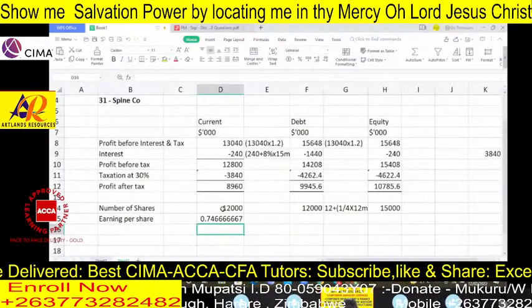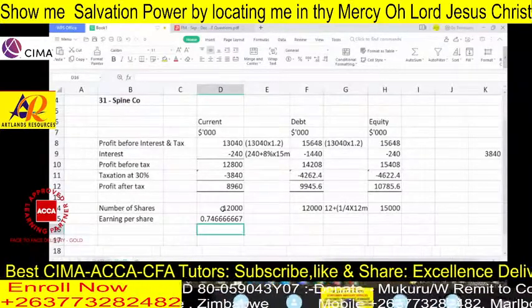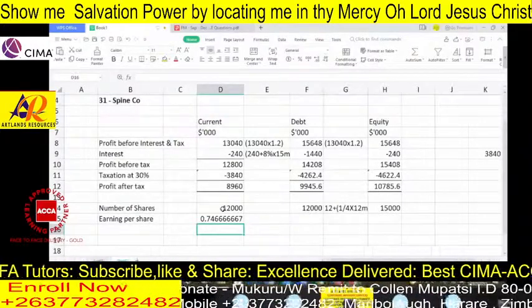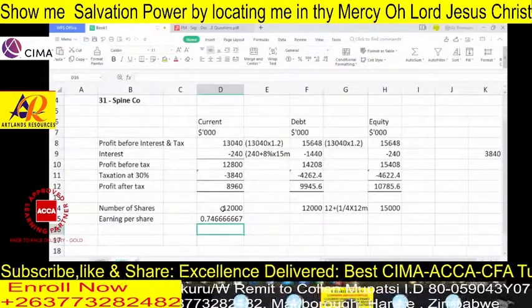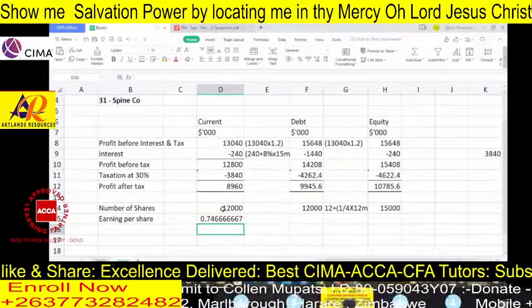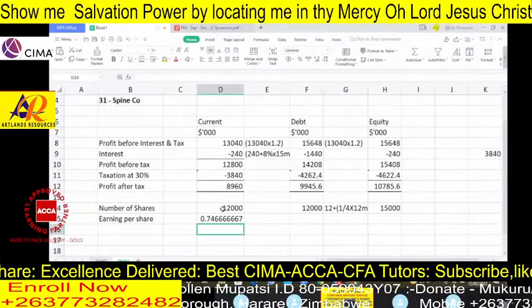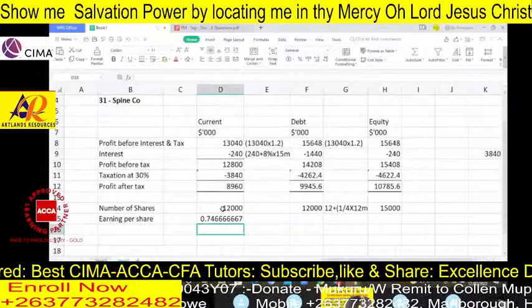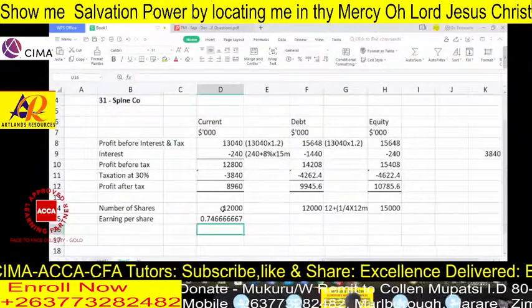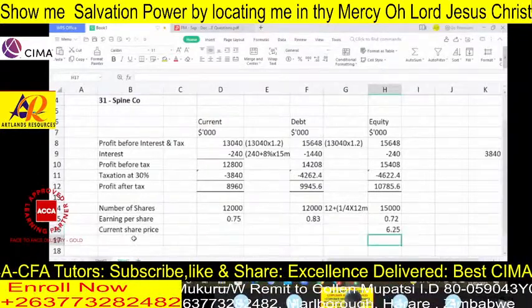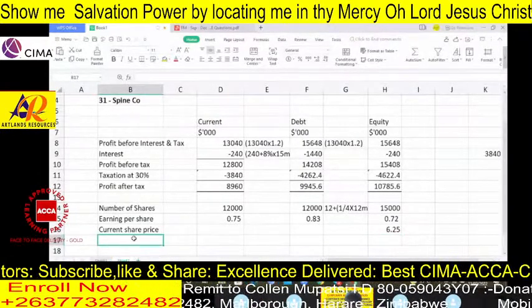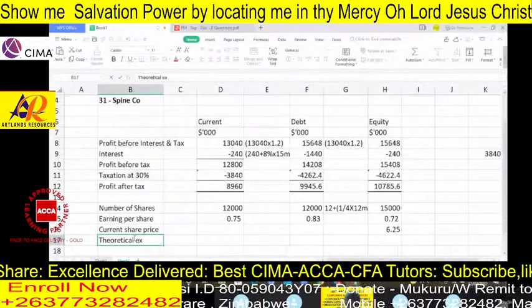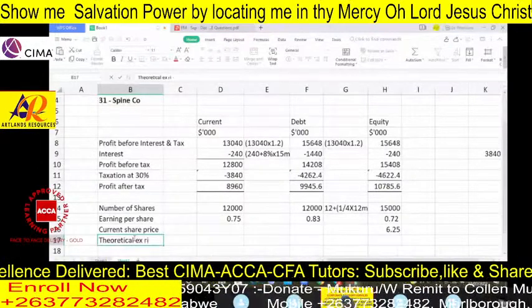And then they are saying if equity is chosen, the company will have a 1 for 4 rights issue at a 10% discount to its current price. The current share price is $6.25. Now, whenever you make a rights issue, you need to calculate what is called the theoretical ex-rights price. So what is the theoretical ex-rights price?